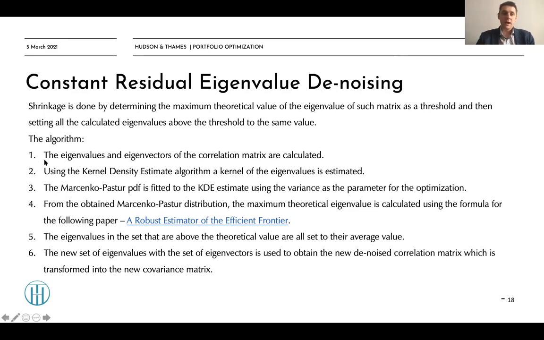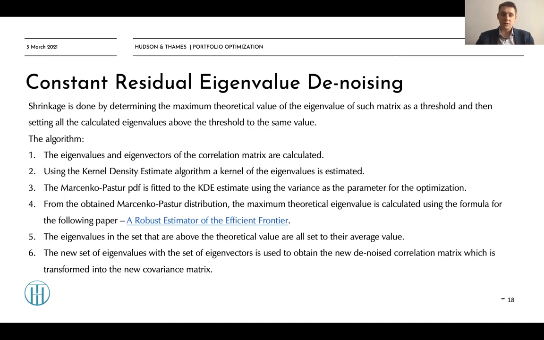In the first step, the eigenvalues and eigenvectors of the correlation matrix are calculated. We use the kernel density estimate algorithm on the eigenvalues to estimate their distribution. Basically, kernel density estimate just approximates the empirical values by some numerical probability density function, which can be used in the future to generate quantiles, mean values, probabilities, etc. So we fit the kernel density algorithm on our eigenvalues, which were calculated from a correlation matrix.